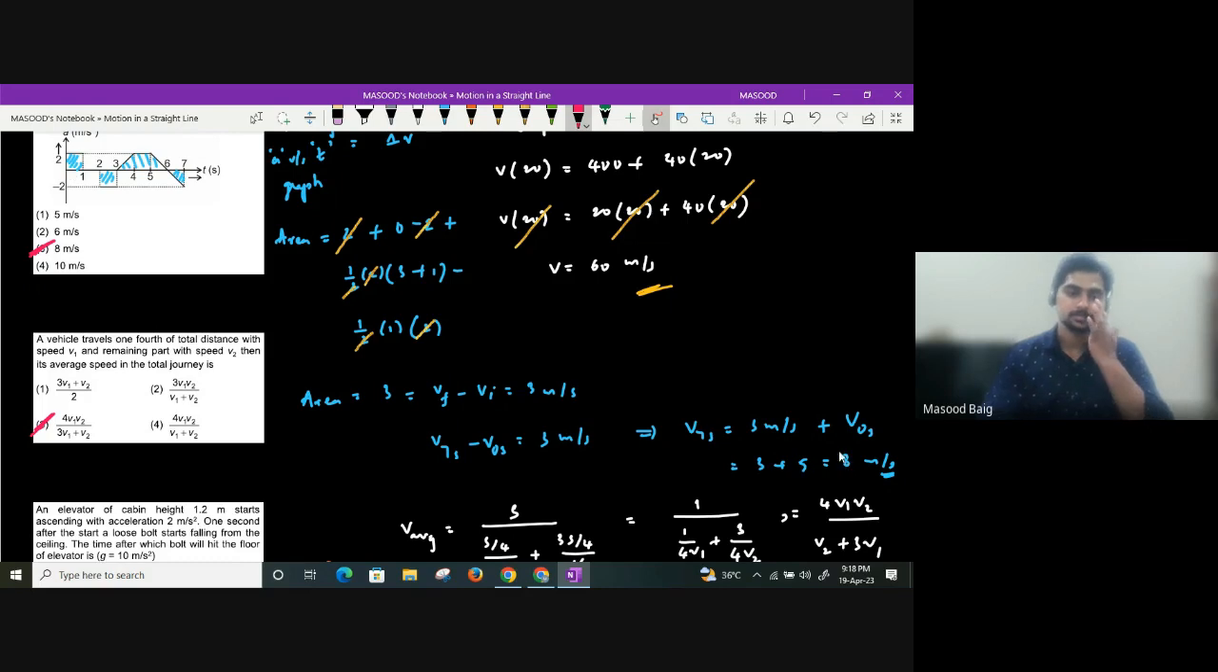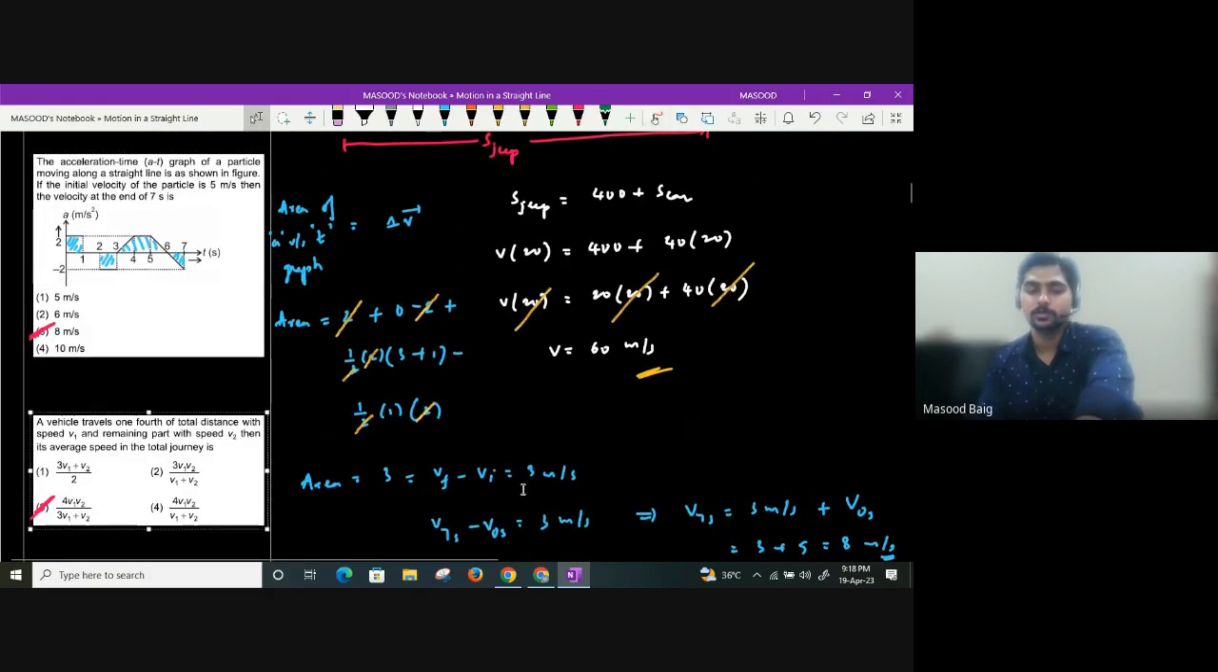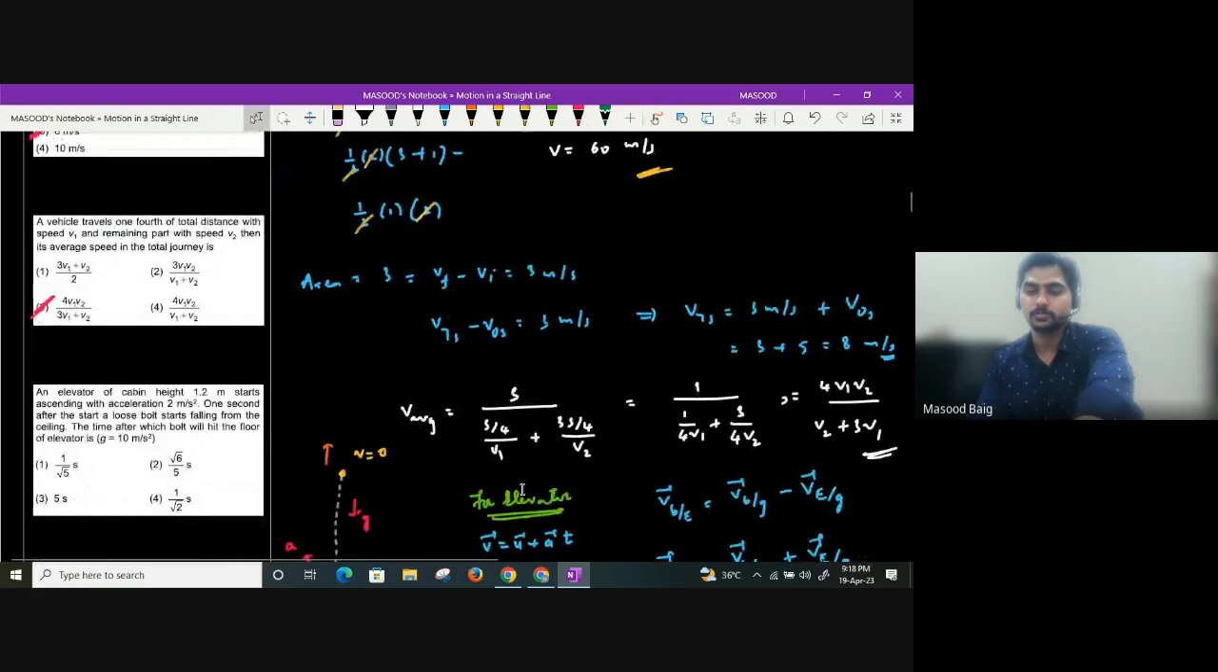Then a vehicle travels 1/4 of the distance. Again, 1/4 of the distance with speed v1 means the time taken will be s by 4 v1. And the remaining part, 3/4 of the distance, takes 3s by 4 into v2. Total distance is anyhow s, so we will get the answer as 4v1 v2 divided by 3v1 plus v2. Clear?